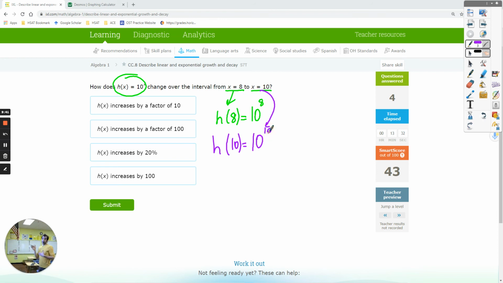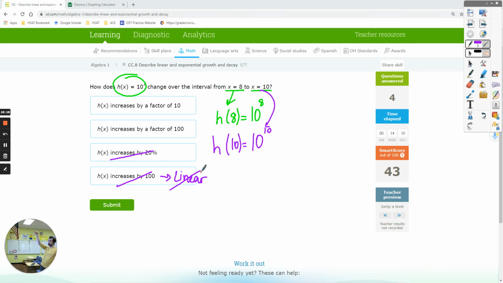What is going on in here? It is increasing, that's for sure. 10 to the power of 8 is smaller than 10 to the power of 10. But all of my options are increasing. So your answer is going to look like by a factor of a number. That means when you multiply the first number you have, you gotta get the second one. That's what that means. Increasing by 20%, nope, that's not what you're looking for. Increases by 100. This answer indicates that the function is linear, but you don't have a linear function in the question. It's an exponential.